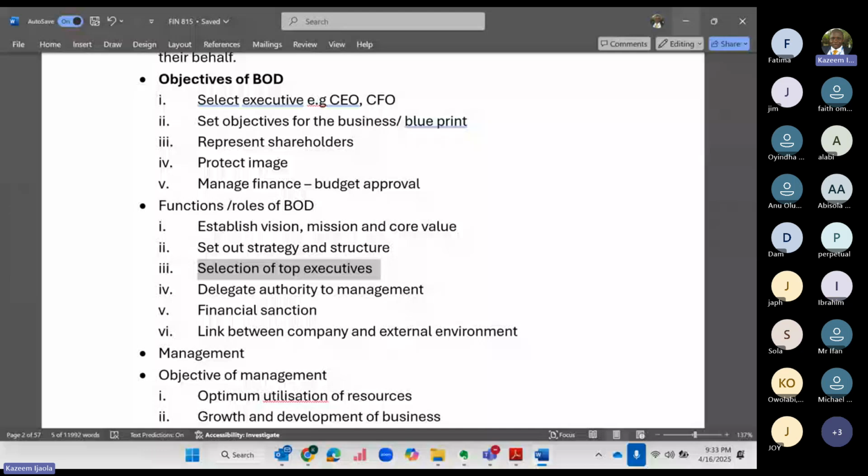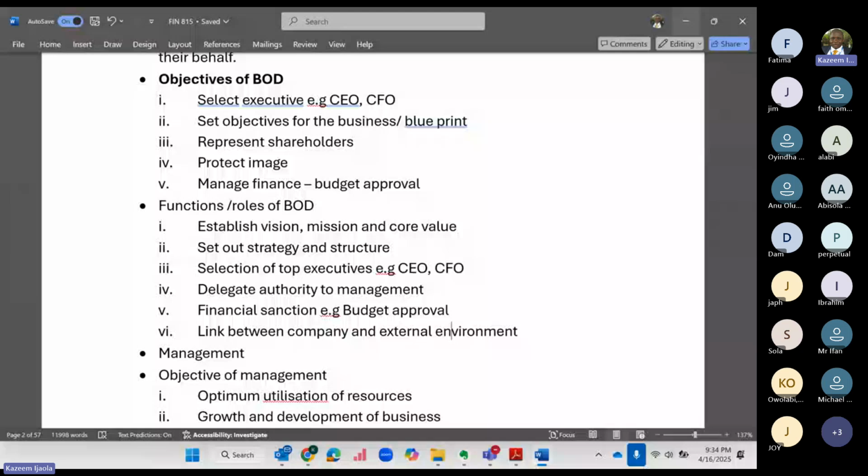Then they delegate authority to management. Directors delegate authority to management. Then they approve budget, which is financial sanction, e.g. budget approval. So directors do all these things. Then lastly is that they serve as a link between the company and the external environment. So those are the functions of directors, right?